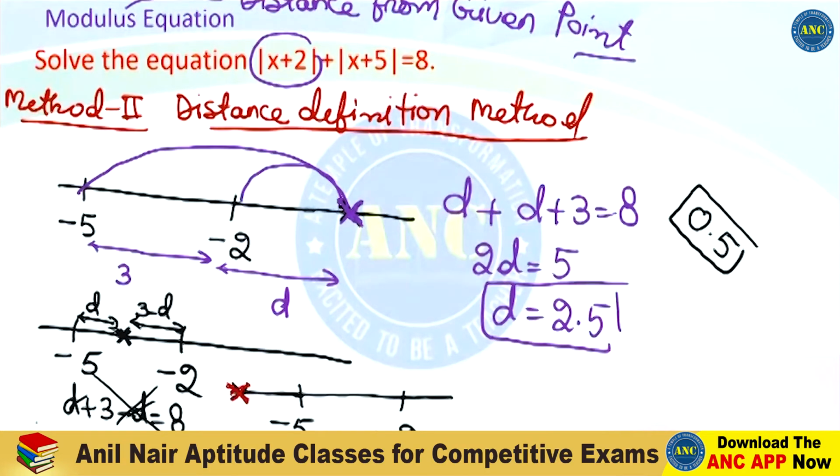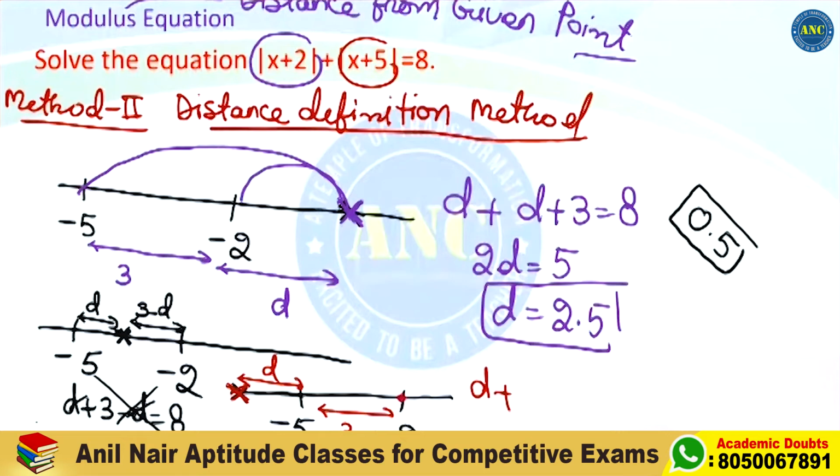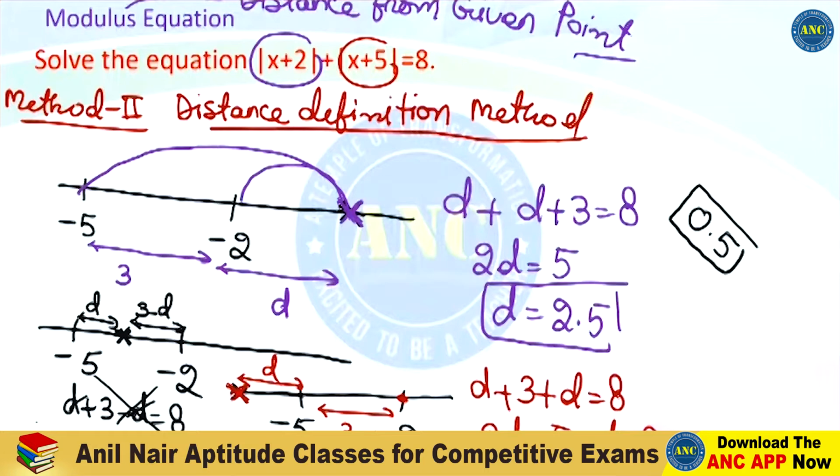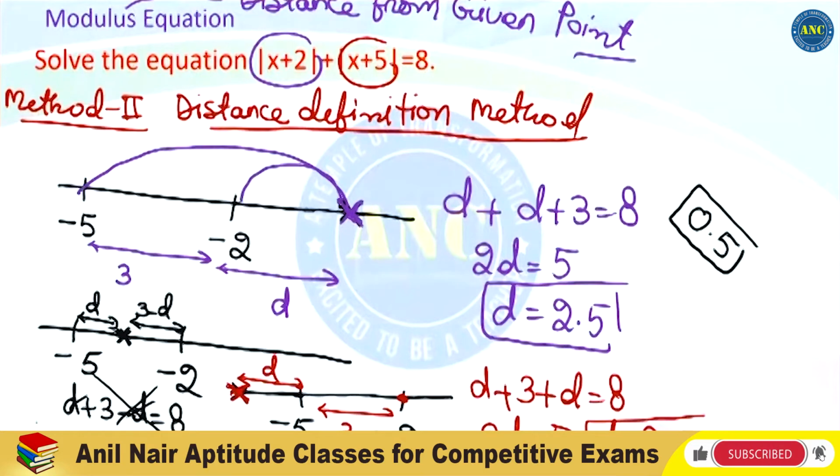LHS of minus 5. This distance, let me call it d, from the nearest critical point. D is nothing but 3 units. So mod x plus 5, from here to here, is d. Mod x plus 2, from here to here, is 3 plus d, equivalent to 8. 2d equivalent to 5, d equivalent to 2.5. 2.5 units to the left of minus 5. Answer is minus 7.5.